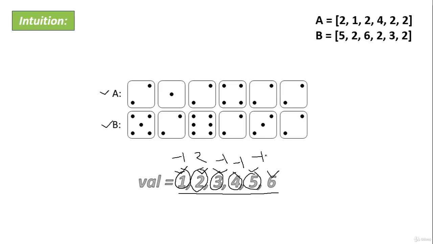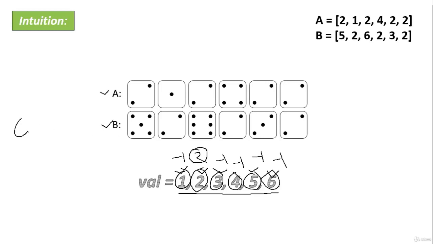So we have to return -1 for 6 as well. Okay, we're done. And here our goal is to find the minimum positive integer, and we have minimum positive integer 2. So 2 is our answer. And this is how we can solve this problem.